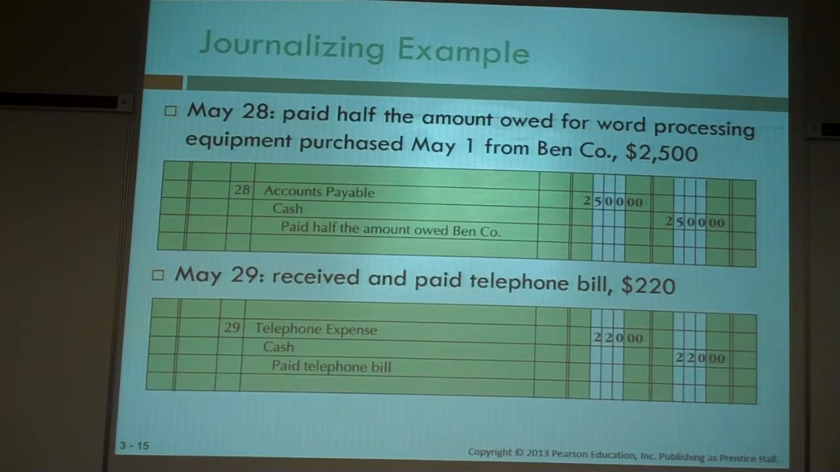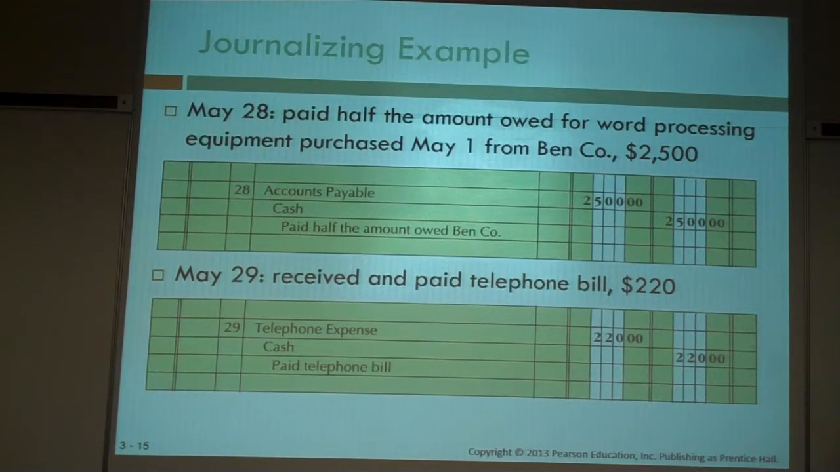On May the 28th, paid half of the amount owed for the word processing equipment purchased May 1st. Again, accounts payable, I would put the diagonal there. We knew that that was the debit because cash is our credit from the word paid. And then the last one, received and paid the telephone bill, telephone expense, and then cash.